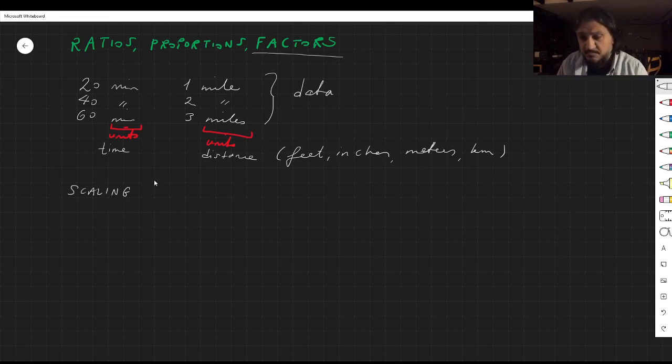Scaling means multiplication. You can scale up by multiplication, or you can scale down. You can squeeze an object. So the variable changes.